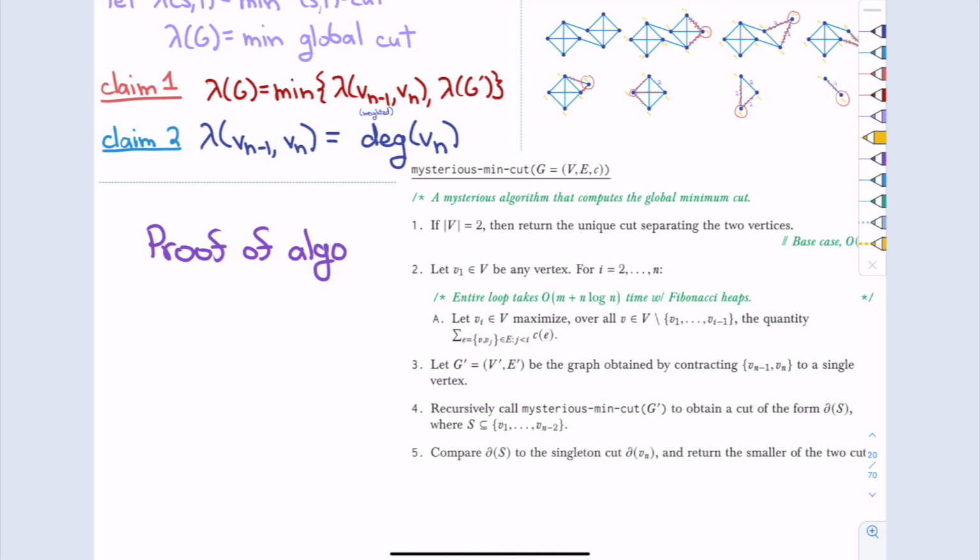So the algorithm, on one hand, when it recurses on the contracted graph, by induction on the number of vertices, we'll assume it works on smaller graphs, it'll get you the connectivity of this contracted graph. And claim 2 says this singleton cut is the connectivity between the last two vertices, the minimum cut between the last two vertices. And claim 1 says the global minimum cut is one of these.